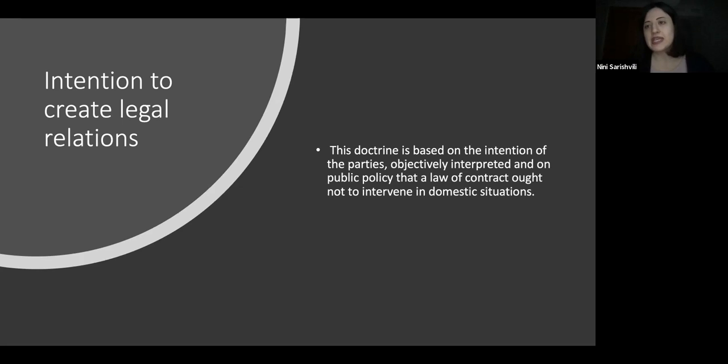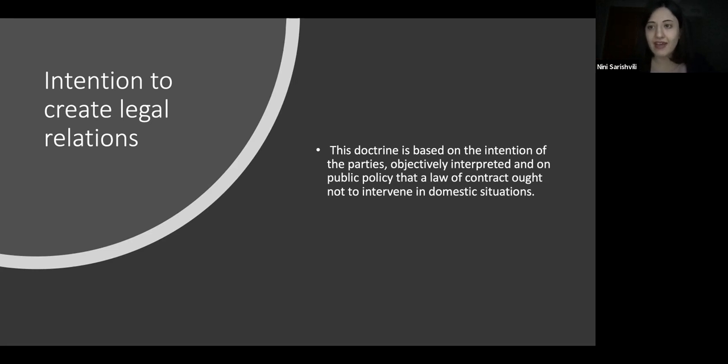And normally it is assumed that if we're not concerned with a commercial relationship and we're concerned with a domestic situation, there is no intention to create legal relations. However, this is just a presumption that can be rebutted by arguing the opposite. So even if the promise is with someone's brother, it doesn't automatically mean that there is no intention to create legal relations.